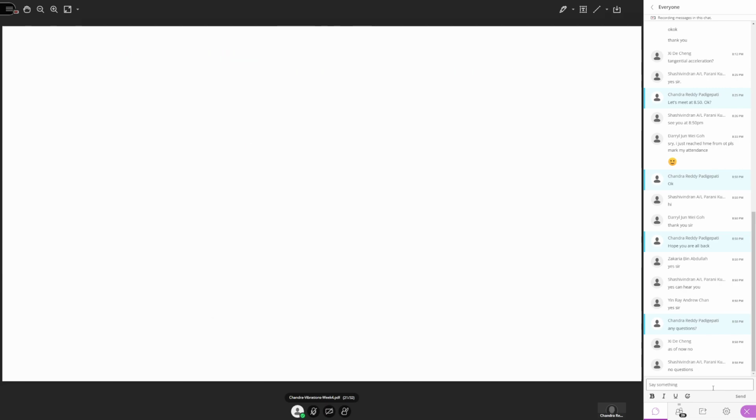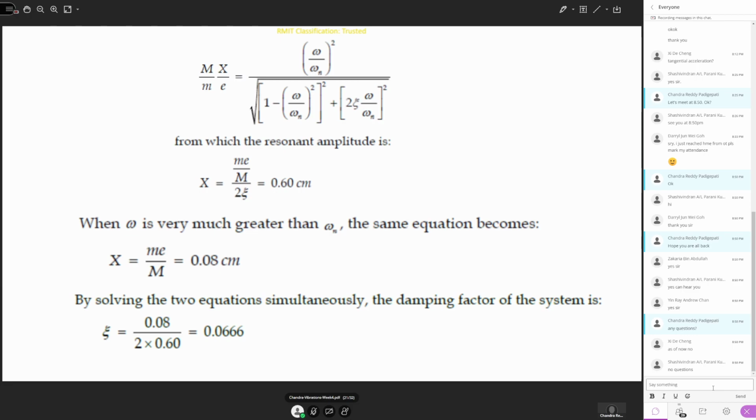All right. So let us go through the working. So here the transmissibility you can write as capital M over small m into x over eccentricity. Okay, so this is the given transmissibility response for the rotating unbalance.